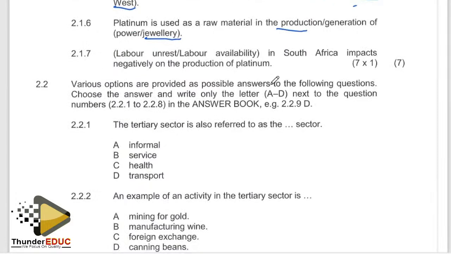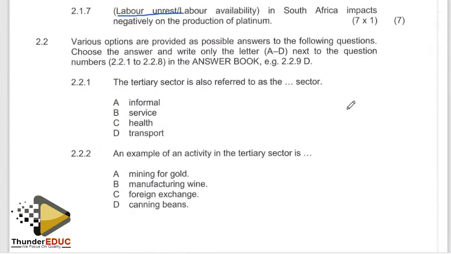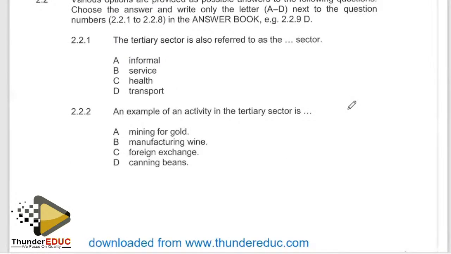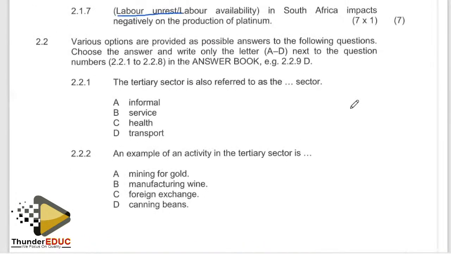The next issue here is that labor unrest or labor availability in South Africa impacts negatively. Obviously, it can't be labor availability to impact negatively. Because it is a negative impact, it has to be labor unrest. Okay, we go to the next question, 2.2. Various options are given. We need to just write A or B next to the question.